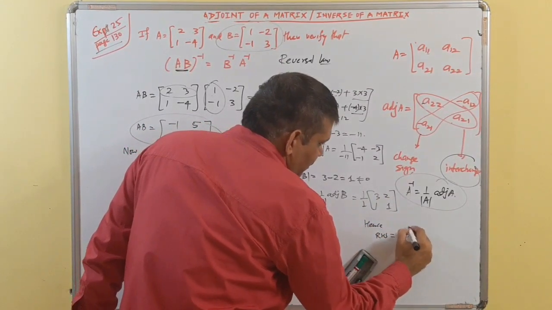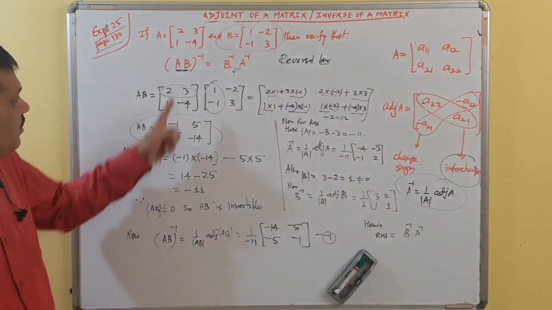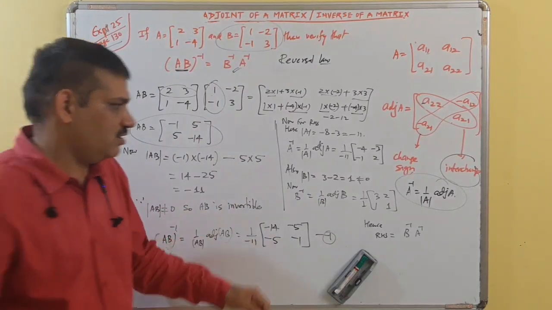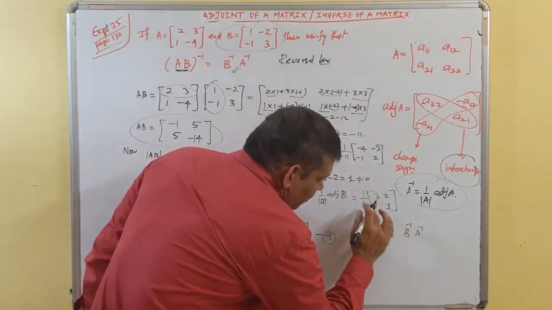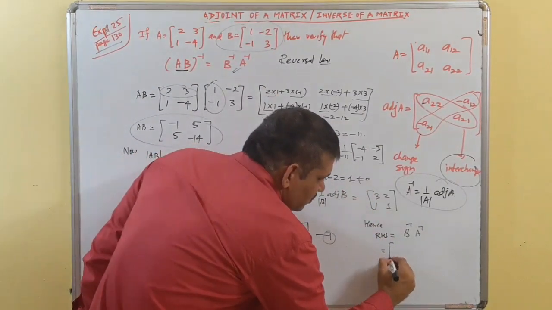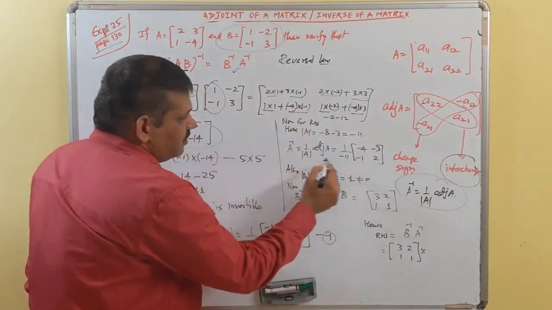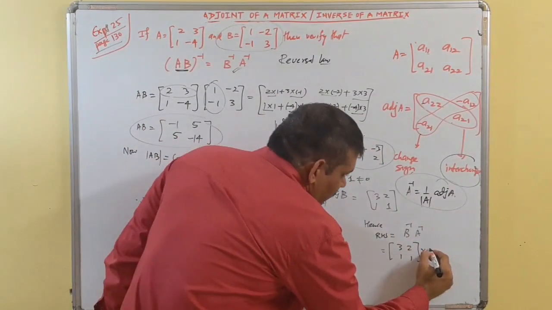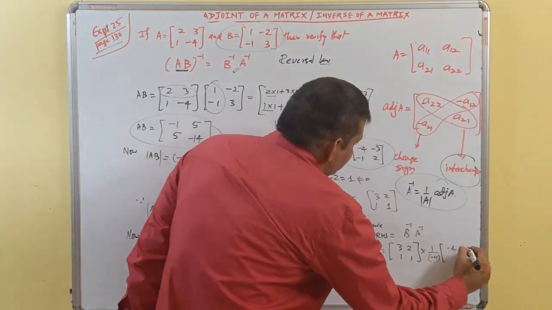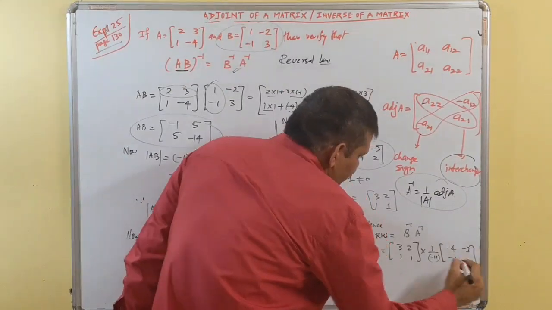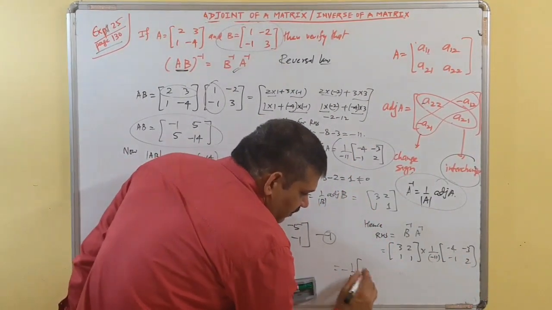RHS is equal to B inverse into A inverse. We have to prove that AB inverse is equal to B inverse into A inverse. Now B inverse, A inverse. Where is B inverse? This is 1 upon 1, that is 1 only. So this is 3 2 1 1 into A inverse. A inverse is 1 upon minus 11 times minus 4 minus 3 minus 1 2. So this minus 1 upon 11 is here.